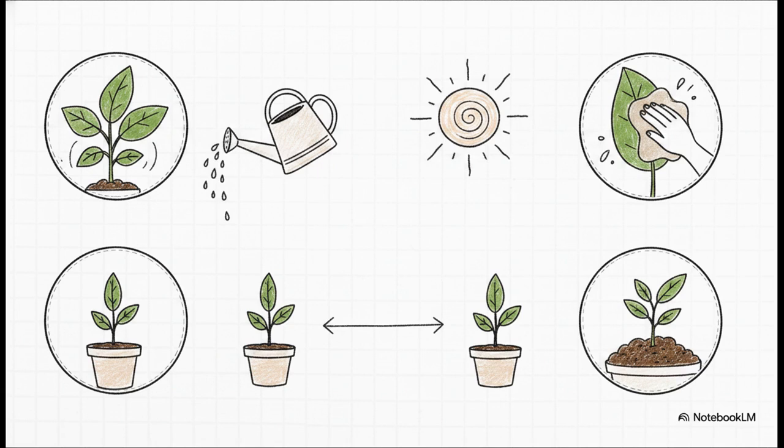3, and people always forget this one, clean the leaves. Dust actually blocks those tiny stomata we talked about. Wipe them down so the plant can breathe easily. 4, give them adequate space in the soil so their roots aren't fighting each other for nutrients. And finally, use mulch regularly to increase your soil's fertility.